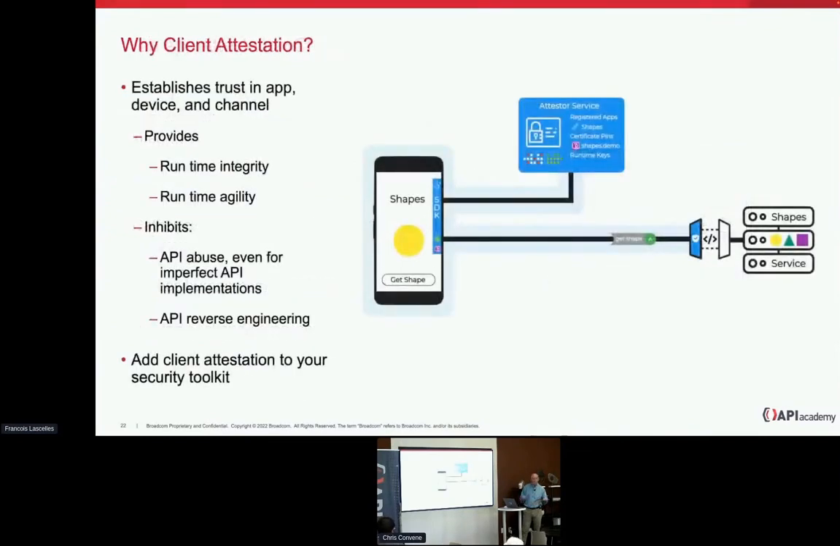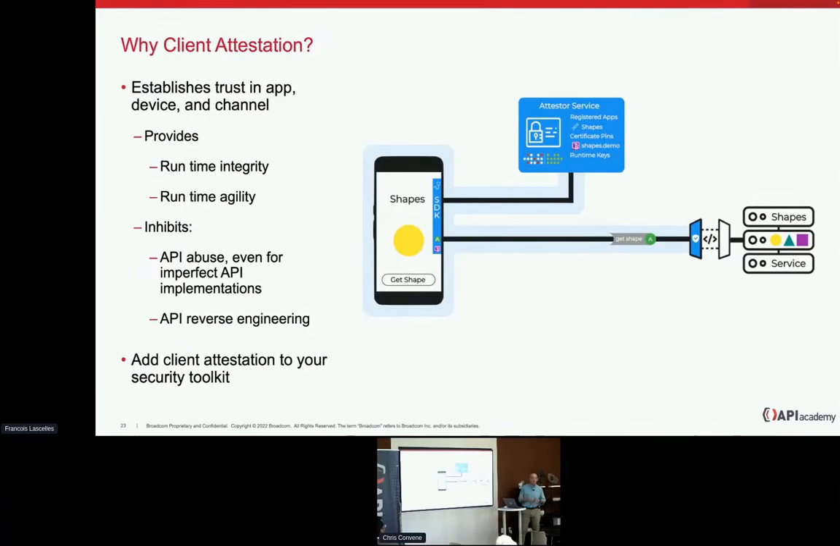So I hope I've convinced you why you should consider client attestation. It provides this runtime integrity that's missing, including the app, the device, and the channel to your backend API. It's fairly easy to introduce. In addition to the runtime integrity, it also gives you a lot of runtime agility. We talked about switching API keys in and out on the fly without too much difficulty, for example. It inhibits API abuse, even when you don't have a perfect API implementation.